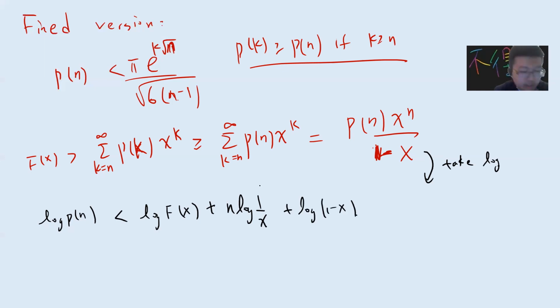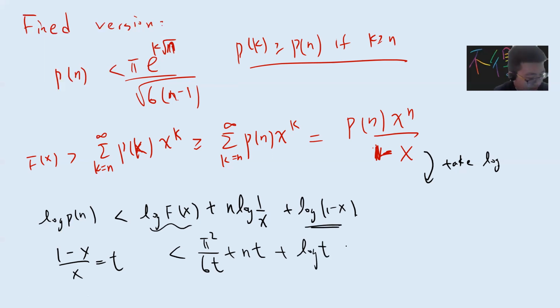The next thing you need to do is exactly the same thing. You just set (1 minus x) divided by x equal to t. This log f term is already fixed, the same as before: less than pi squared divided by 6t, and then this is nt. But you get one extra term, log t: log (1 minus x) gives log t minus log 1 over x. Because log 1 over x is less than t, you can combine these terms.